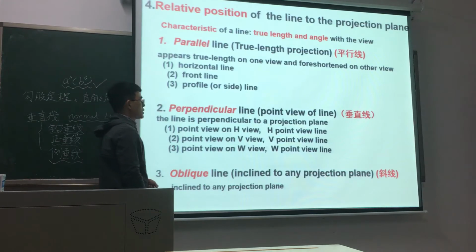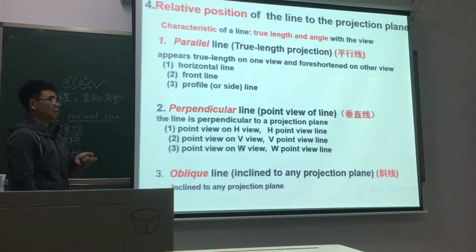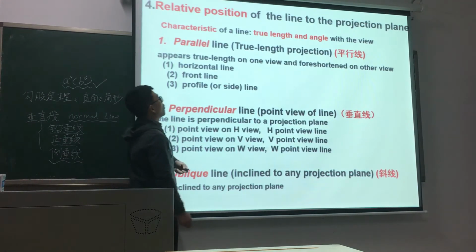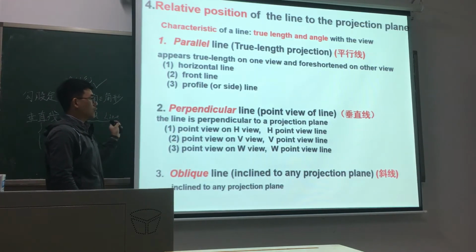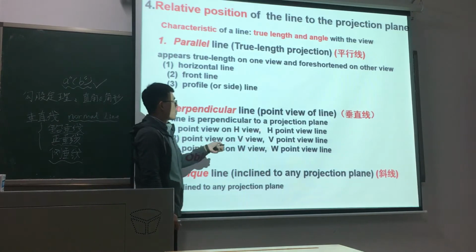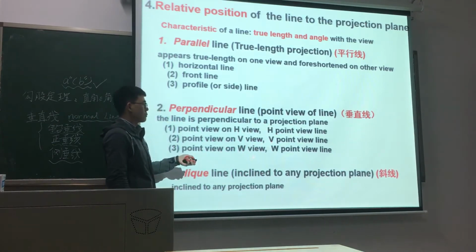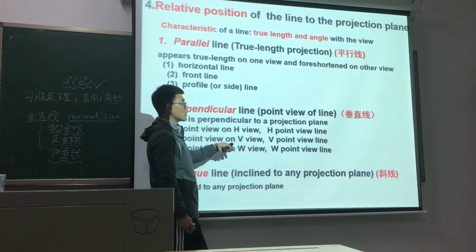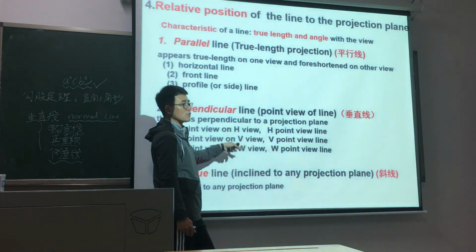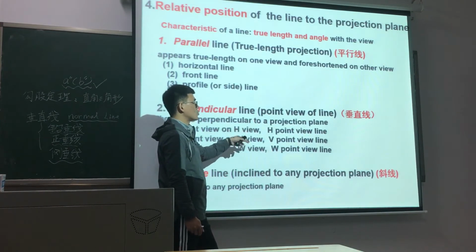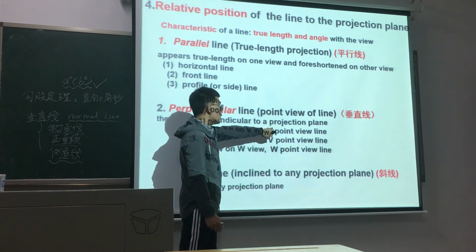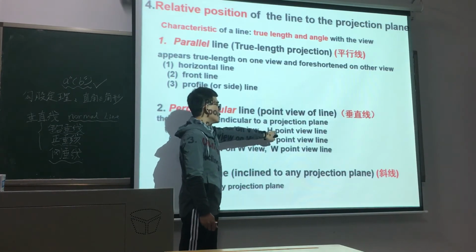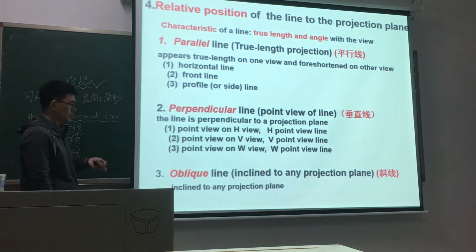Okay, so this is the summary of the three kinds of line projection. The first one, 平行线. We have three kinds of 平行线: horizontal line, front line, and profile line. And we also have three kinds of perpendicular: perpendicular to the H plane, perpendicular to the V plane, perpendicular to the W plane. If a line is perpendicular to a plane, it means the projection of this line is accumulated to one point in this plane. So if the projection on the H plane is at one point, the line is perpendicular to the H plane. The same thing for the other two.